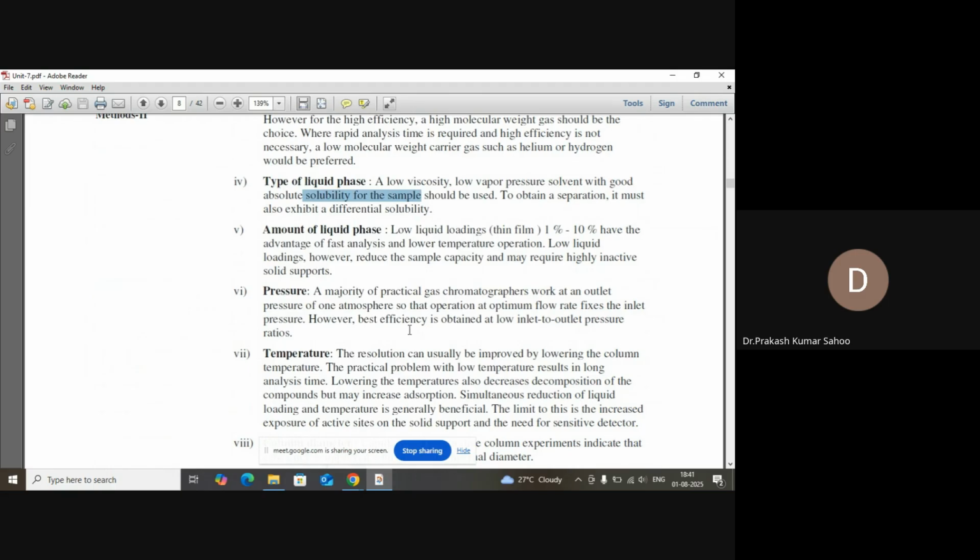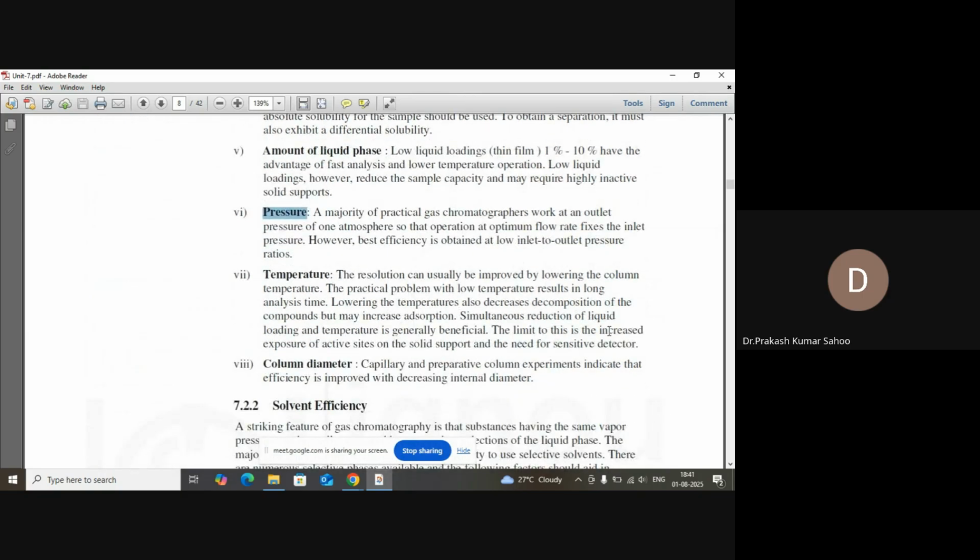So in this, the pressure which is created by your carrier gas, that may be helium or hydrogen. A majority of practical gas chromatographers work at an outlet pressure of 1 atmosphere, so that operation at optimum flow rate fixes the inlet pressure. However, best efficiency is obtained at low inlet to outlet pressure ratio.